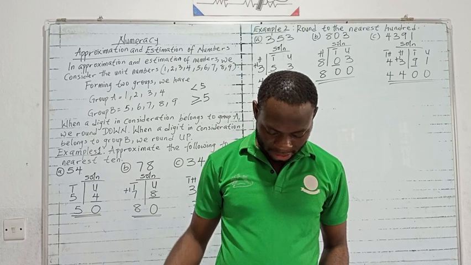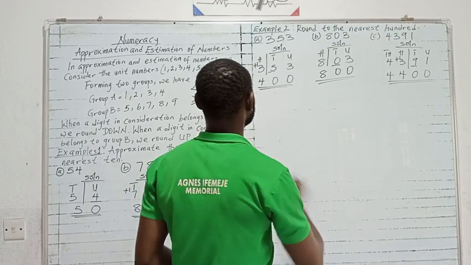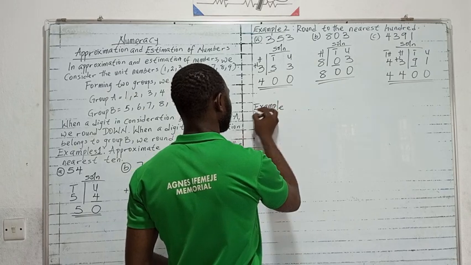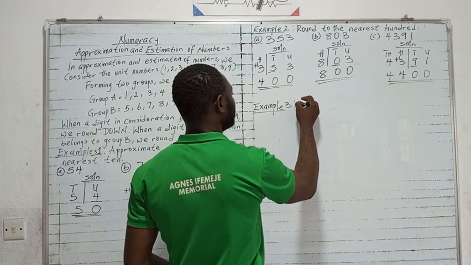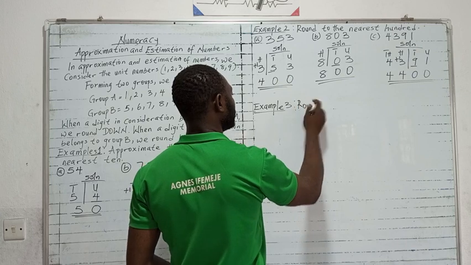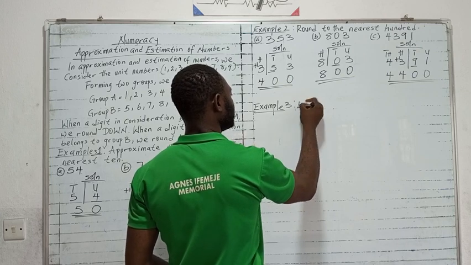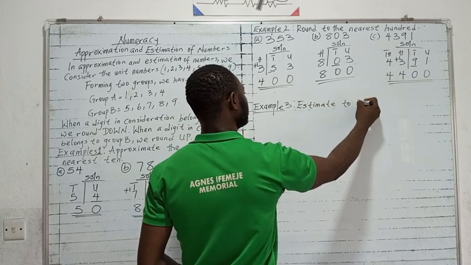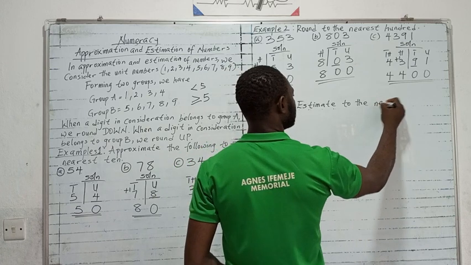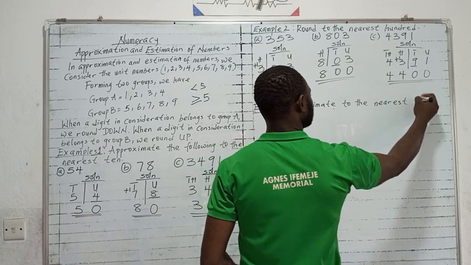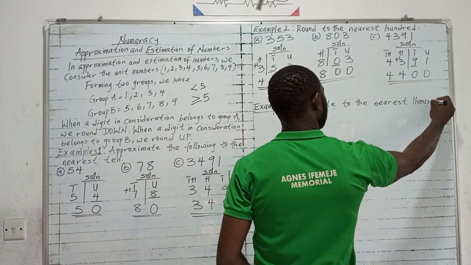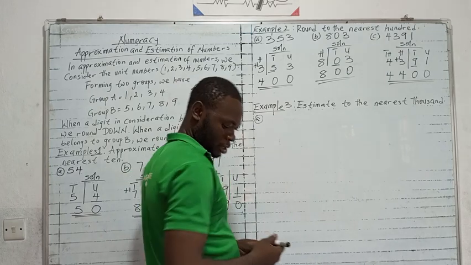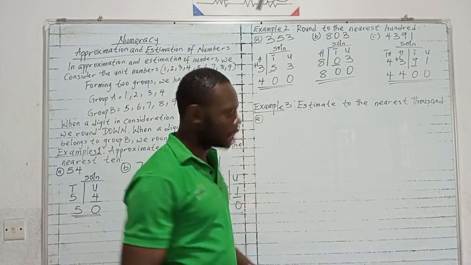Alright? Now let's look at example number 3. Estimate to the nearest 1,000. Estimate to the nearest 1,000.